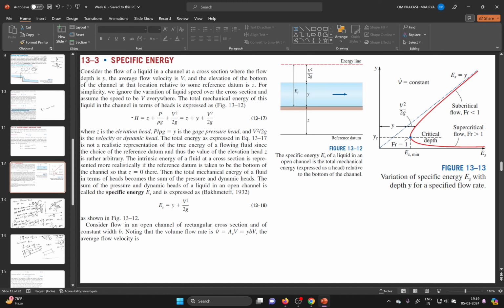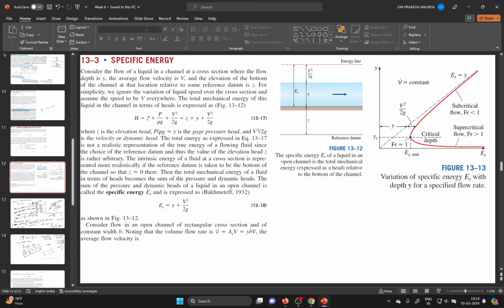Your h is nothing but the total head, or constant you can say. So total head always will be constant. So your z, pressure head, and this expression come with a lot of assumptions. The assumptions are non-viscous flow, steady flow, uniform flow, and incompressible flow.